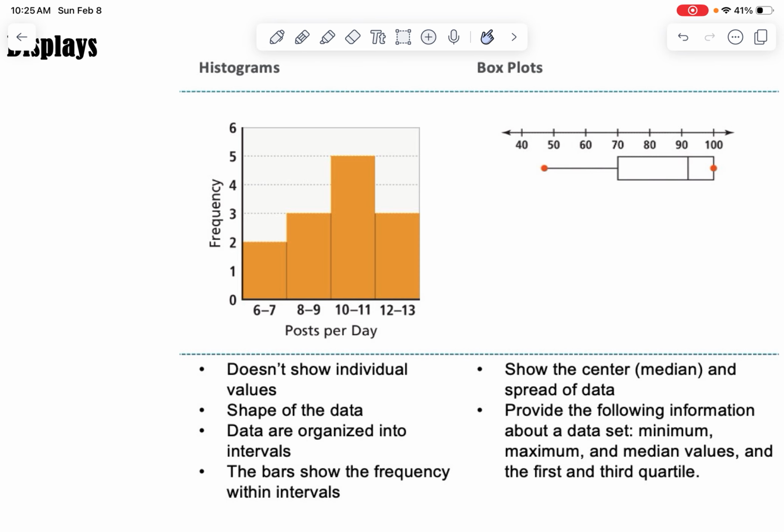That's really important. And I'm actually going to highlight that down here in the text. It shows the shape of the data. In this case, you can kind of see most of the data is towards the right. The data is organized into intervals. So that is the difference between this and a bar graph.